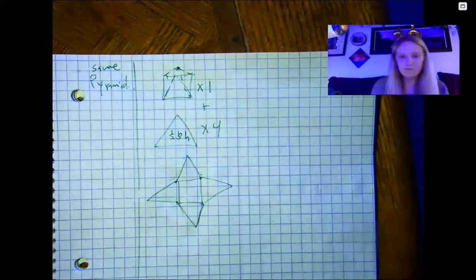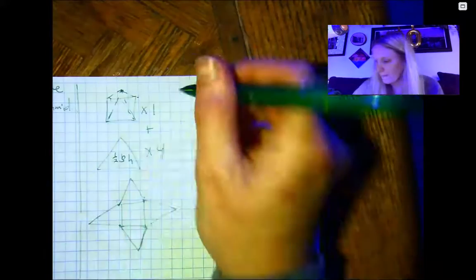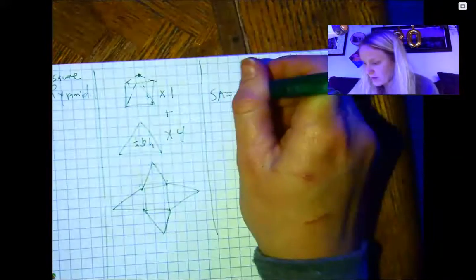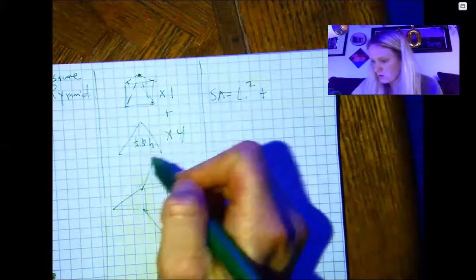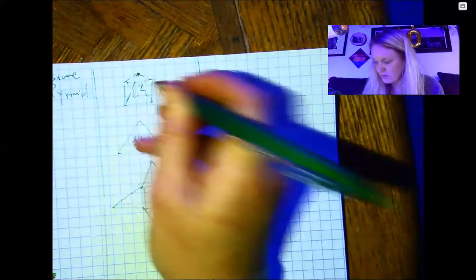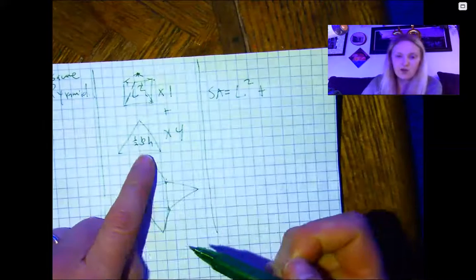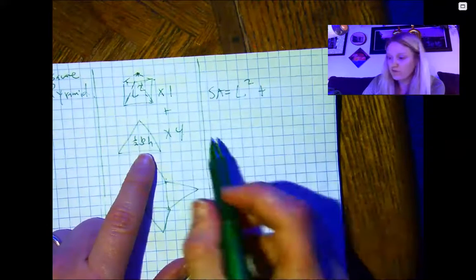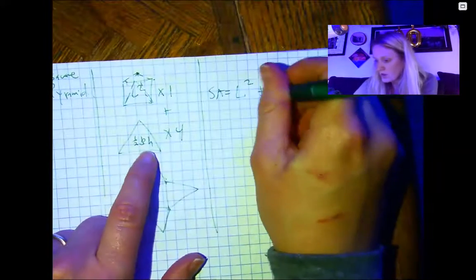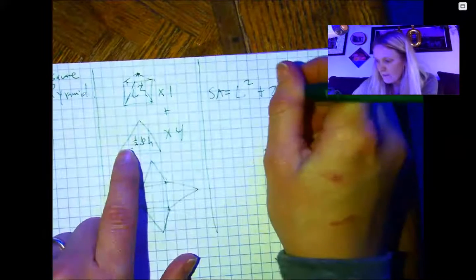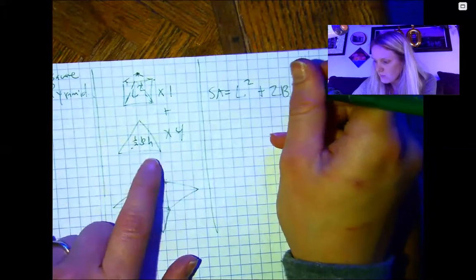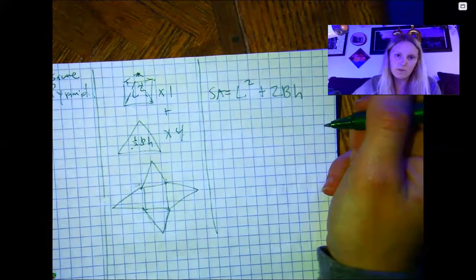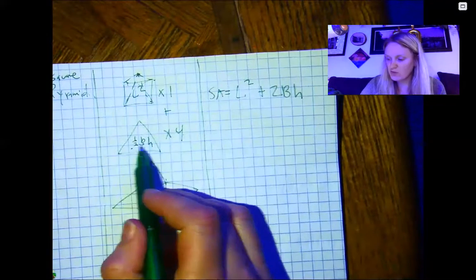Okay, all right, let's go ahead and do the formula. So my surface area is, the area of a square is length squared. So the area of that square at the bottom is going to be length squared plus 4 of the same triangles. Well, guess what's cool? 4 of the same triangles, 4 times 1/2 is the same as 2. So if I do 4 times 1/2, that's 2 times base times little height.